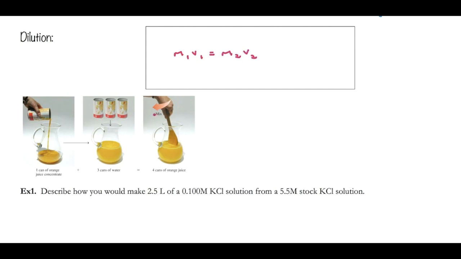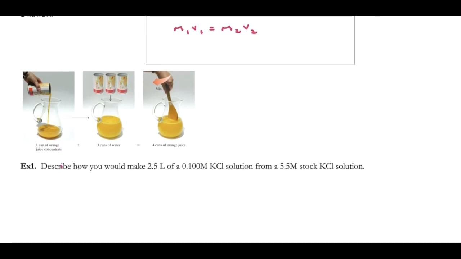Okay, so the best way to explain this is with an example. Now the picture that I showed here, I purposely showed it here because what we're going to be doing is we're going to figure out, okay, what volume of my concentrated solution do I need? And then we're going to add enough water to get our final volume. So instead of measuring the mass like we did when we made a solution from a solid, we're going to be measuring the volume of our concentrated solution that we need. Okay, so using the dilution formula, let's look at this first problem. It says, describe how you would make 2.5 liters of a 0.100 molar KCl solution from a 5.5 molar stock solution.